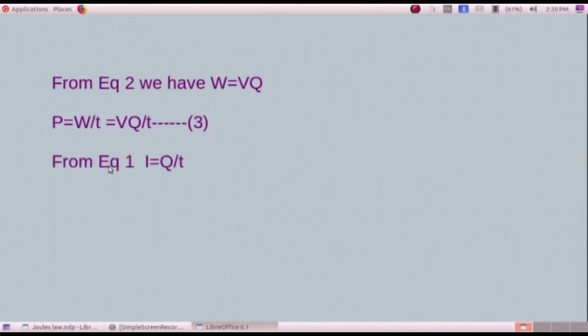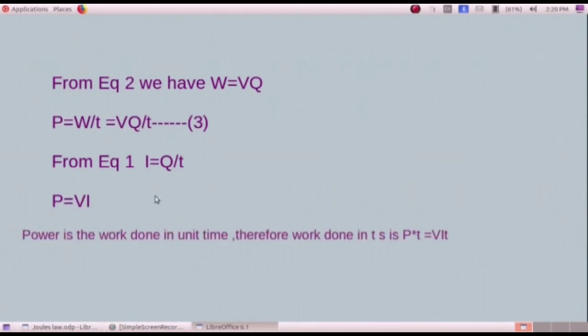And from equation 1, we have I is equal to Q by T. Current I is equal to Q by T. Therefore, P is equal to V into Q by T. Instead of Q by T, we can write I. Therefore, P is equal to V into I. That is the power, work done in unit time, P is equal to V into I.